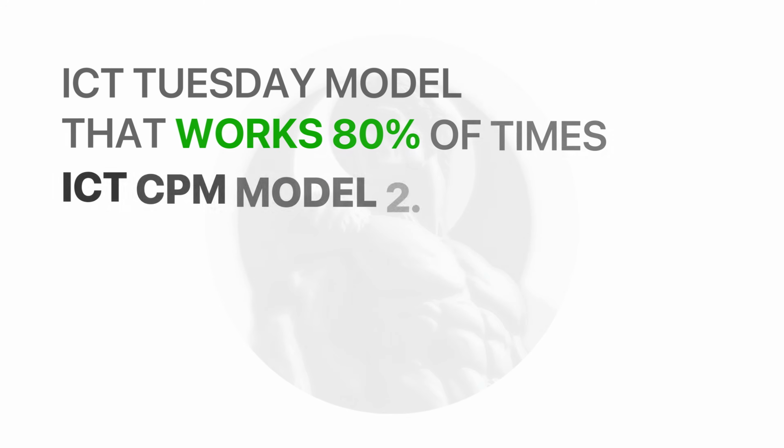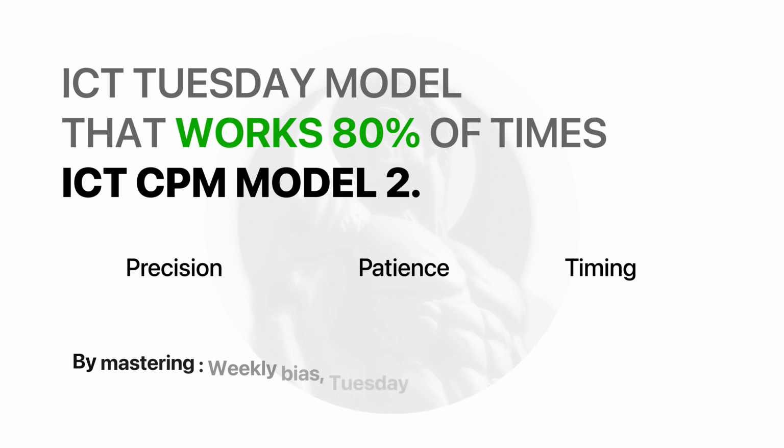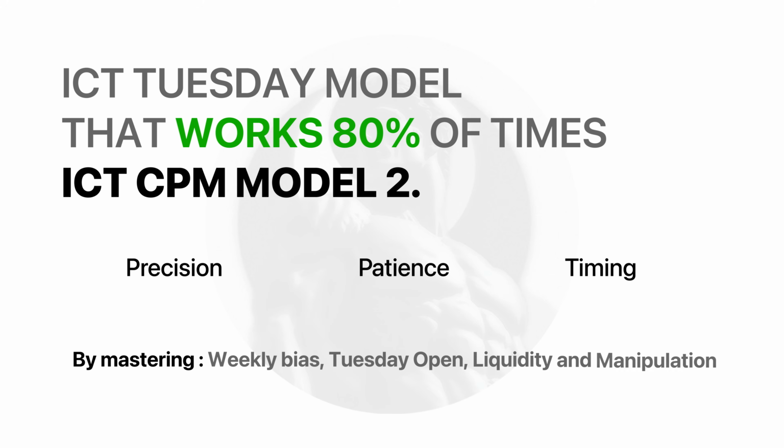ICT's CPM Model 2 is not about trading daily. It's about precision, patience, and timing. By mastering weekly bias, Tuesday open, liquidity, and manipulation, you will cease overtrading and begin trading with intention and precision.